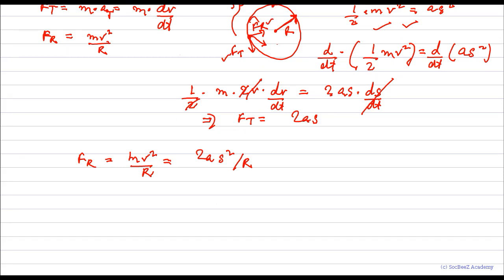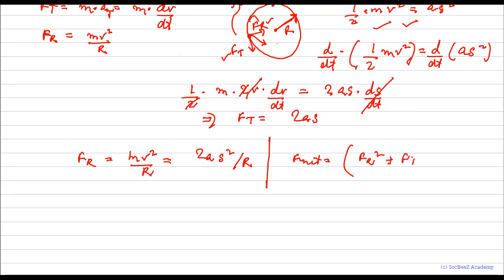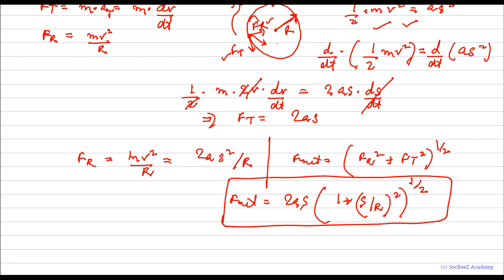Fine. So f net is going to be given by fr square plus ft square, whole to the power half. If I put in the value of fr and ft, I'll get the resultant value of f net as, I'm not solving these equations, right? I'm directly writing down an answer. I hope that you would be able to solve the expression yourself. So I get f net as 2as into 1 plus s by r whole square, whole to the power 1 by 2. So this is the expression of the net force which is acting on the particle after it has traveled a distance of s. Okay, in terms of s.